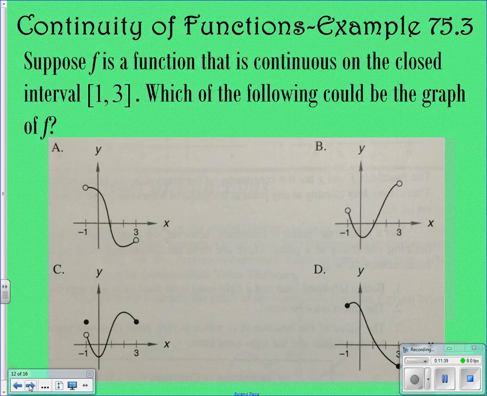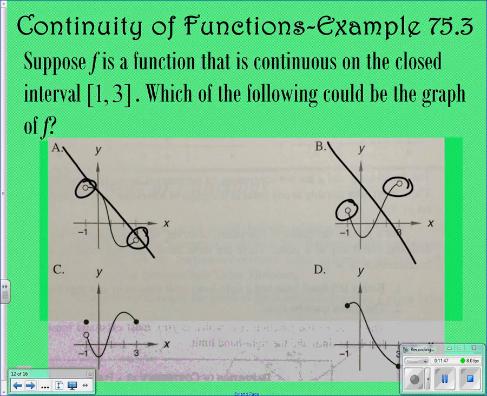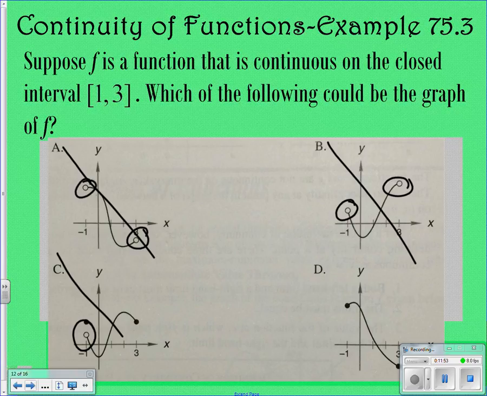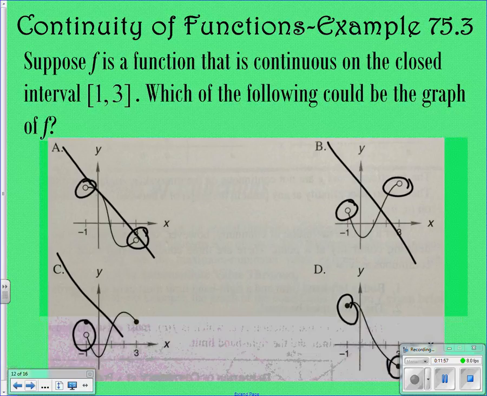Well, A has open ends, so it's not closed. Same thing for B. Open ends, it's not closed. For C, we've got an open end here. It's not a closed interval. However, for D, we have colored in circles there. That means it is a closed interval. So D would be the only option for the continuous function on the closed interval 1 to 3.